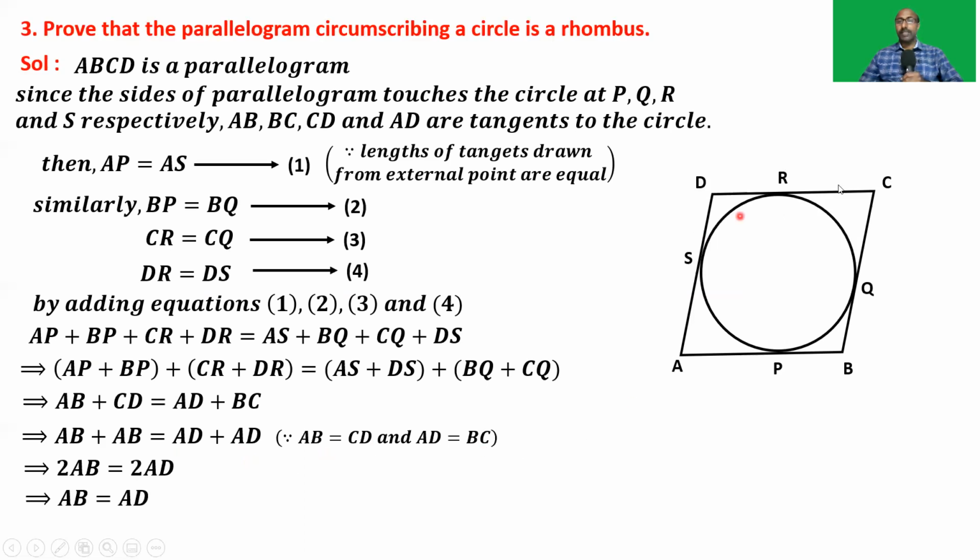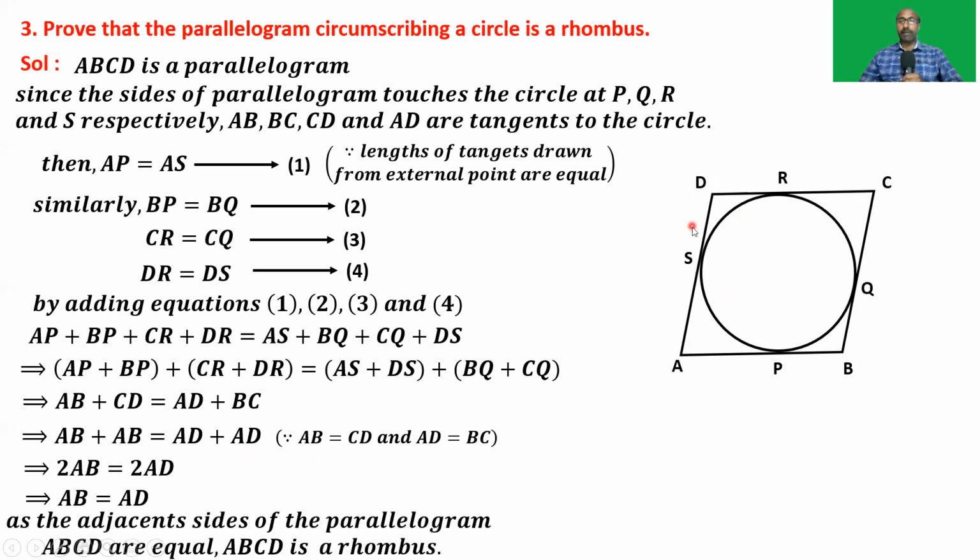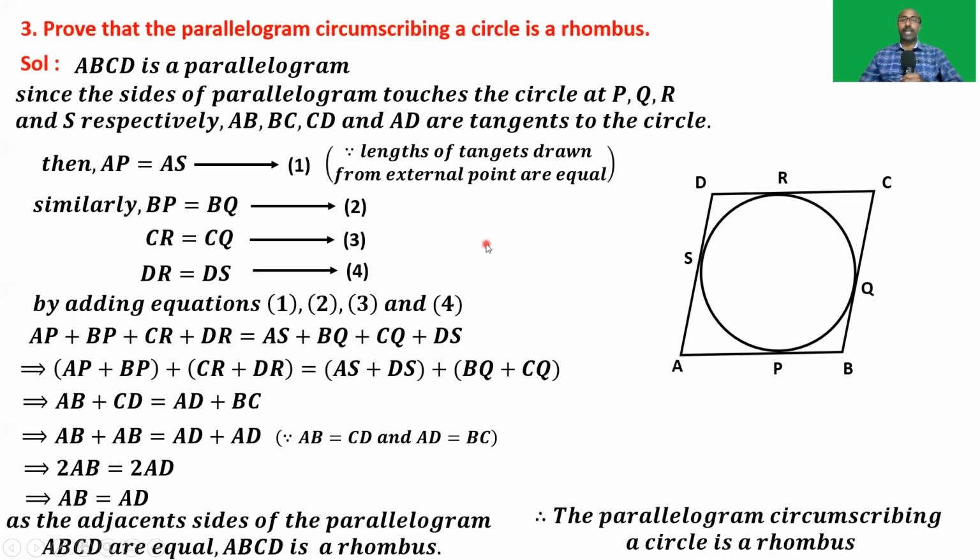That is, in this parallelogram, the adjacent sides AB and AD are equal. And we know that if in a parallelogram the adjacent sides are equal, then it is a rhombus. So as the adjacent sides of this parallelogram ABCD are equal, ABCD is a rhombus. So in this way, we prove this statement. So the parallelogram circumscribing a circle is a rhombus.